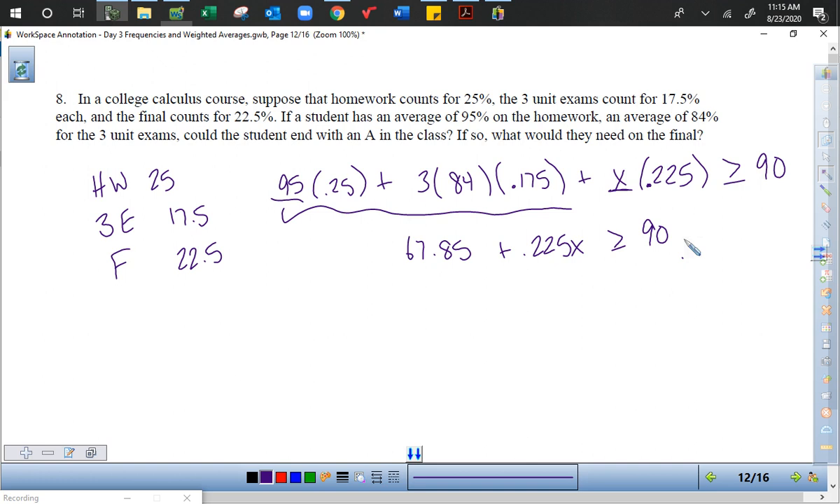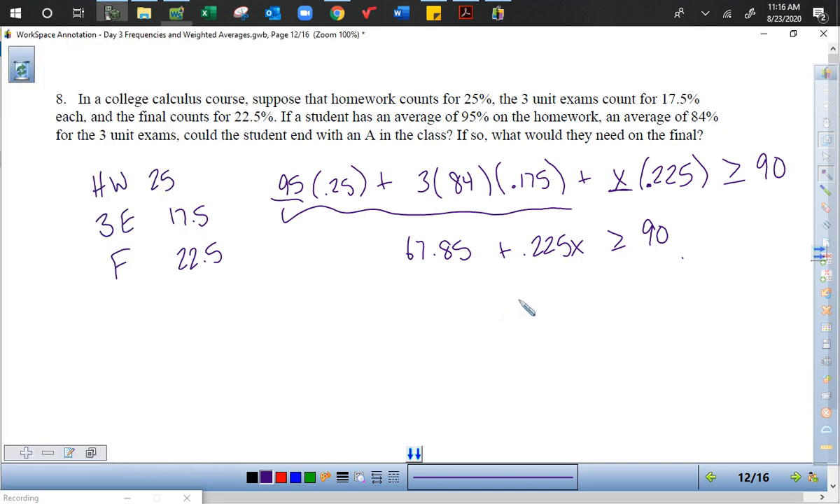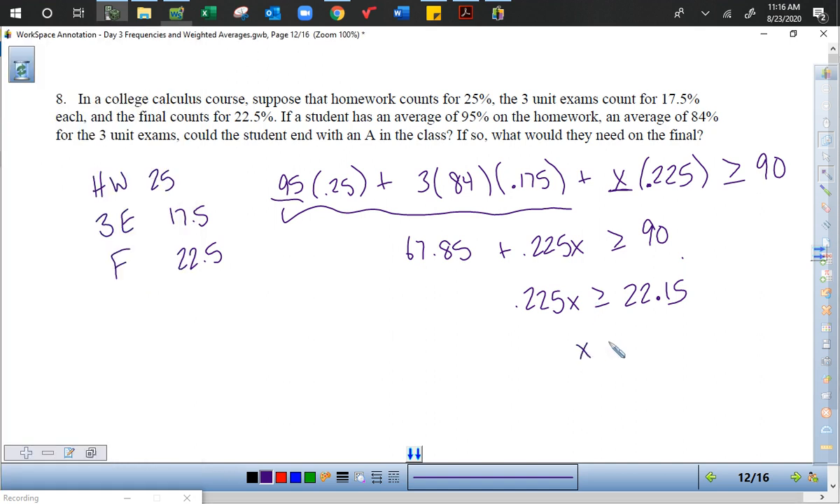Next thing, we have to subtract that over. So 90 minus that guy, 22.15. And last step is just divide that by our 0.225. And we get x has to be greater than or equal to 98.4 repeating. So, is it possible to get an A? Yes, because that is possible. Okay, you can get greater than a 98.4.